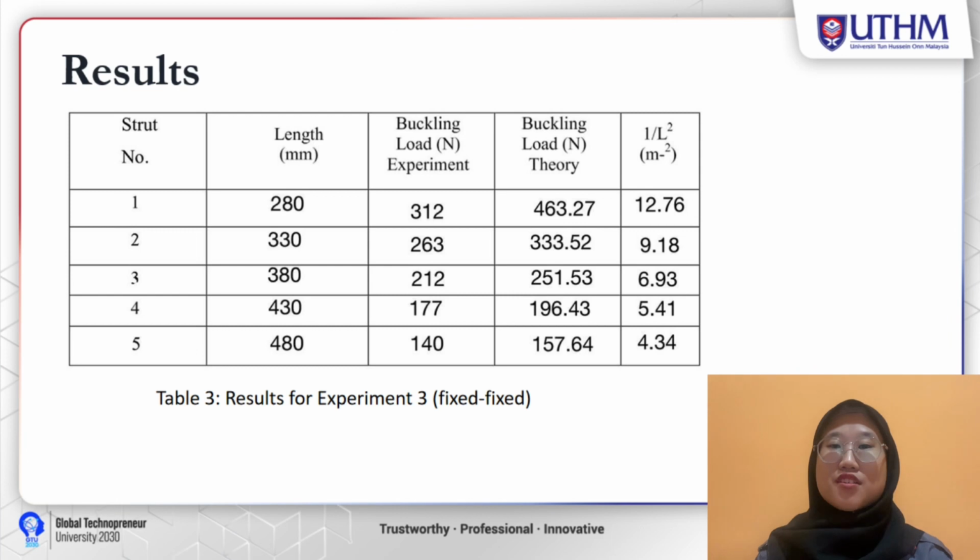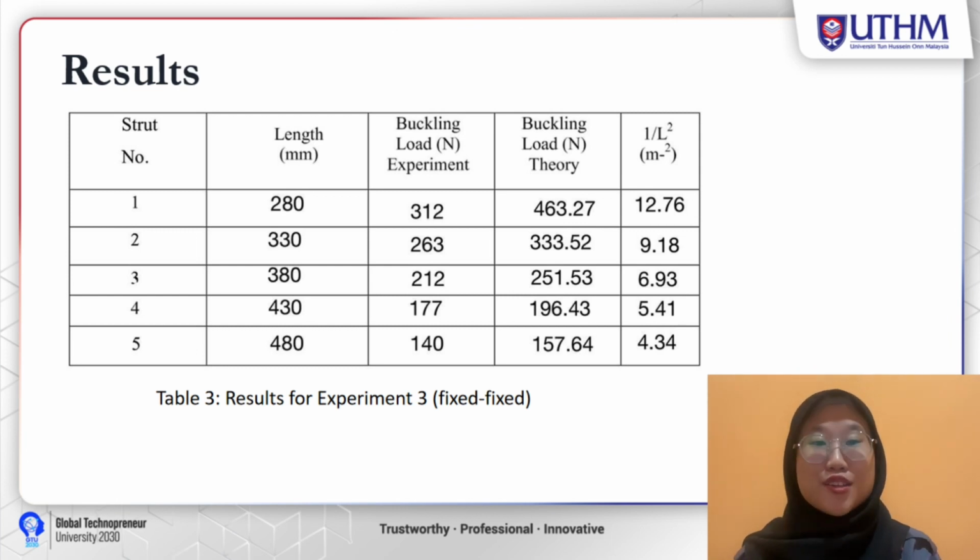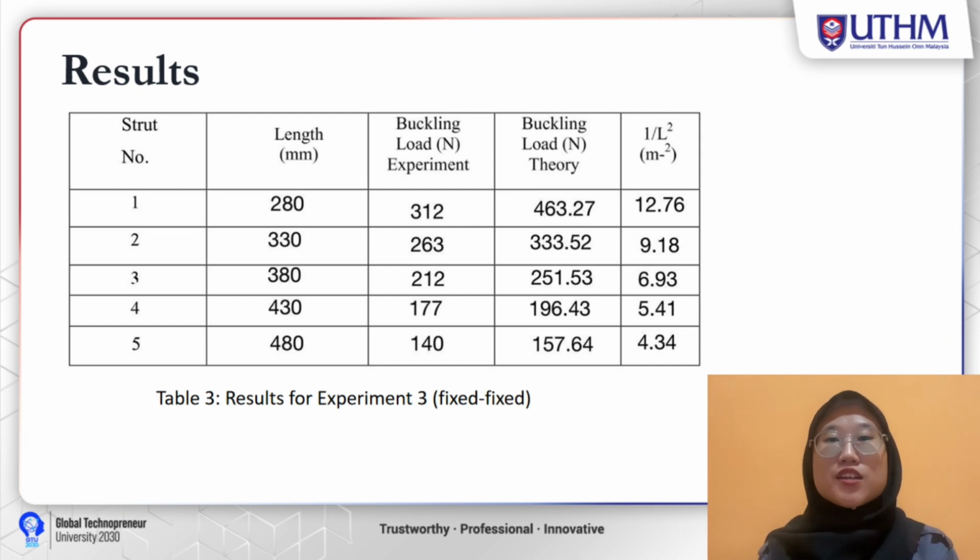So this is our result for experiment 3, which is fixed-fixed. The lengths are 280, 330, 380, 430, and 480. The loads used in this experiment are 312 Newton, 263, 212, 177, and 140. So we got I over L squared as 12.76, 9.18, 6.93, 5.41, and 4.34.